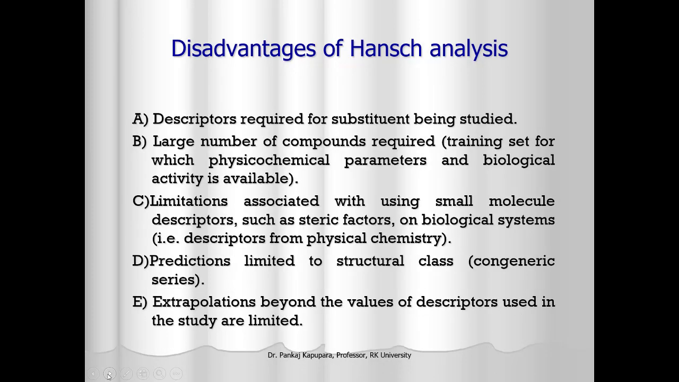Disadvantages: the descriptors required for the substituents being studied. That is a minimum requirement, that you need certain descriptors which are used for the study. A large number of compounds are required, meaning 100, 200 compounds in the training set for which physicochemical parameters and biological activity are available. So we have to take a minimum number of substances as a training set, and biological activities must be there. Limitation associated with using small molecular descriptors: we use small molecular descriptors and predict the biological activity for a big molecule at certain times, so it does not give appropriate results.